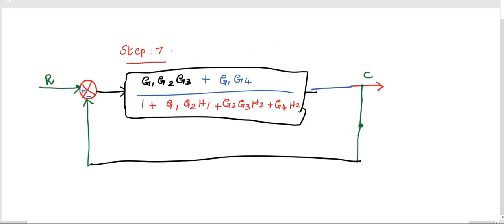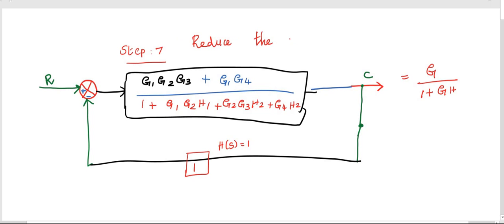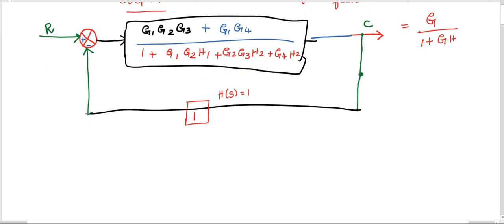Next, step number 7. Again, reduce the negative feedback loop. But here the gain is 1. So H of S is equal to 1. Again, what is the formula? How to reduce the negative feedback loop? G by 1 plus GH. So reduce the negative feedback loop.